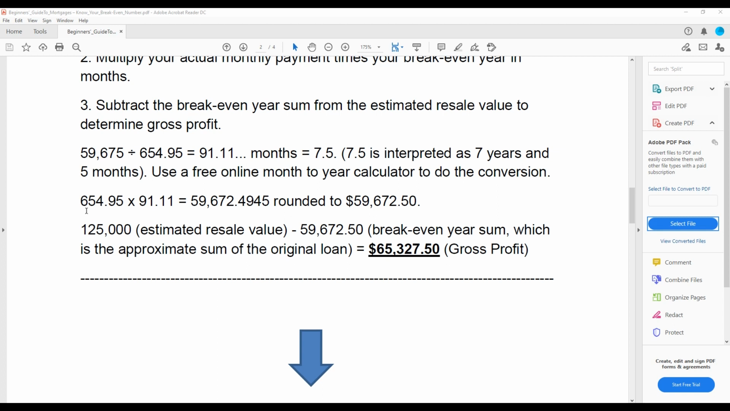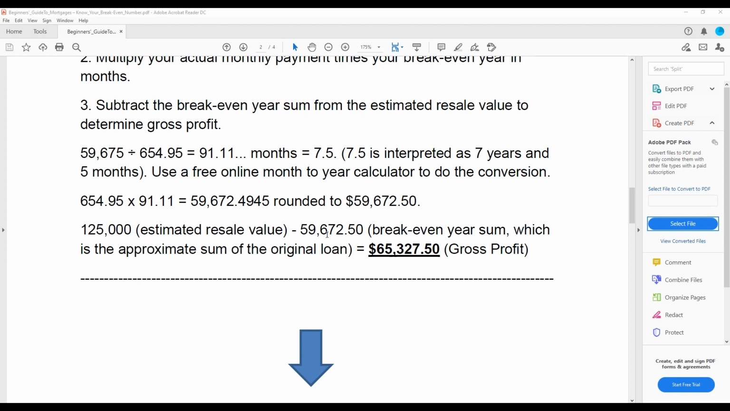So now when we look at $654.95, which is the monthly payment, we multiply that times 91.11 and we get $59,672.4945, rounded to $59,672.50. And this is the approximate value of the original loan. Because remember, the original loan is $59,675. So we are at our break-even year where we have paid back the original loan balance. At this point, at 7 years, 5 months, we have paid back approximately the original loan balance.